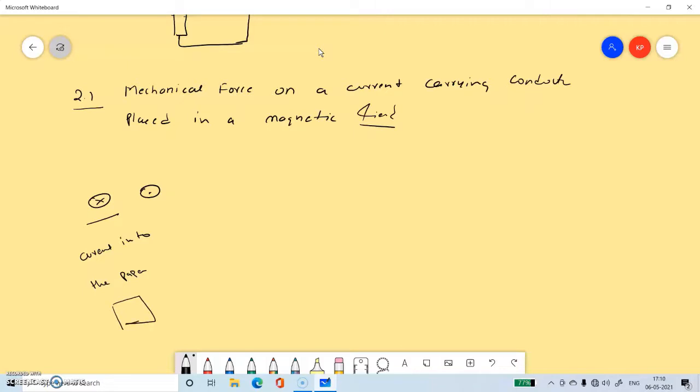If it is a paper and you have to show the path of current, we can easily show it going up or down, but we cannot show it going inside or coming outside. For symbolic representation, we use the cross and the dot.